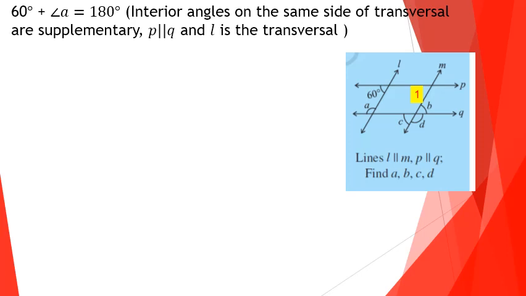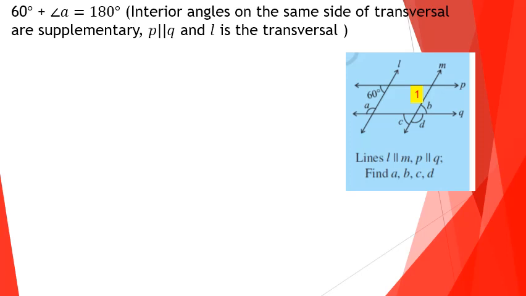Next, it is given two pairs of parallel lines. L is parallel to M and P is parallel to Q. We can find angles A, B, C and D. Look at the figure given here.